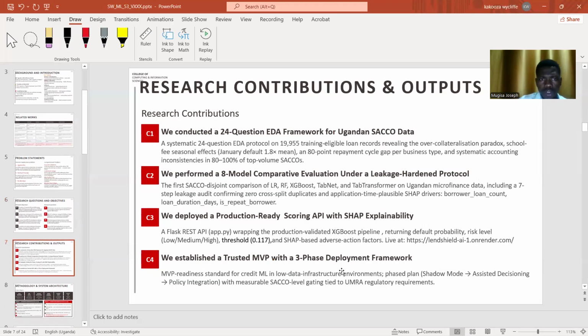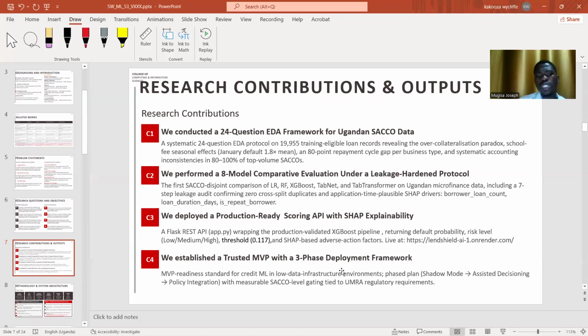So our contribution: we successfully carried out exploratory data analysis, unveiling new insights like the overcollateralization paradox, whereby collaterals that are marked as excellent are the ones that even have high default rates, and school fee seasonality effects. We shall look at them in the exploratory section.